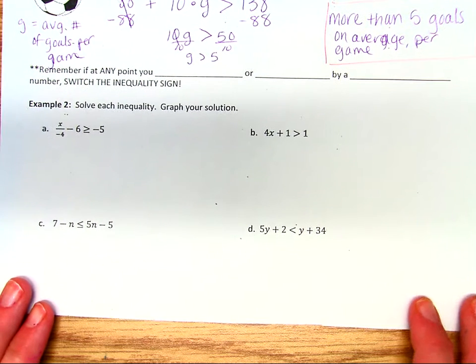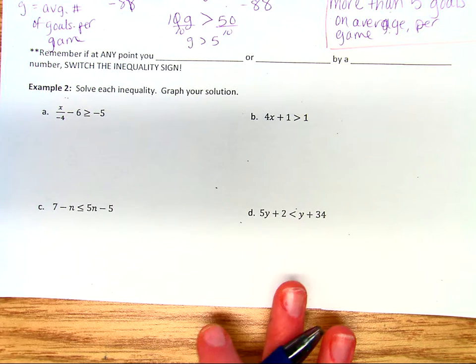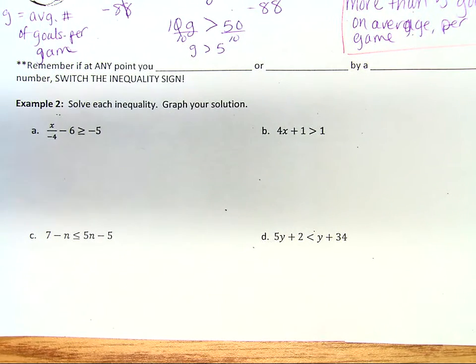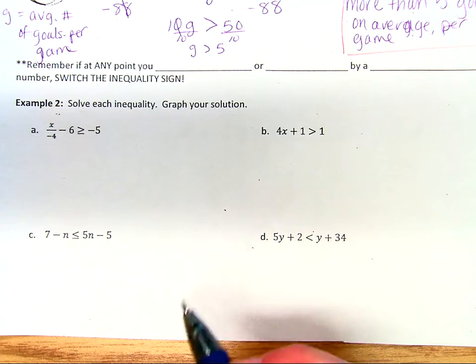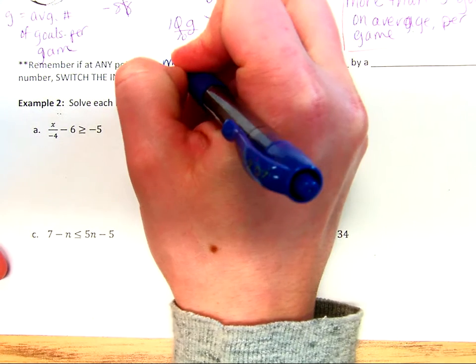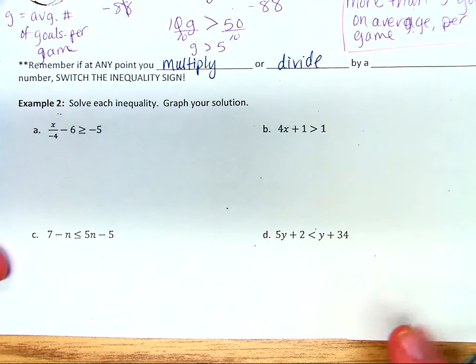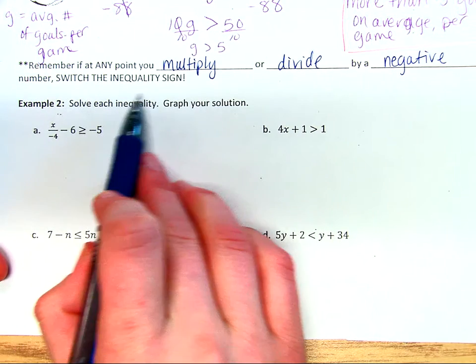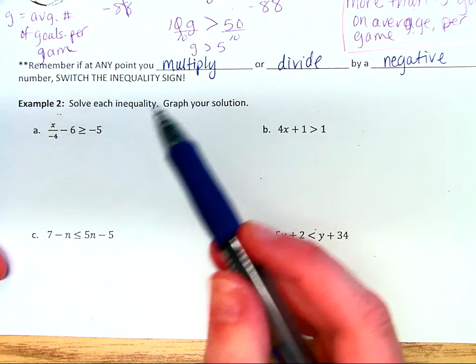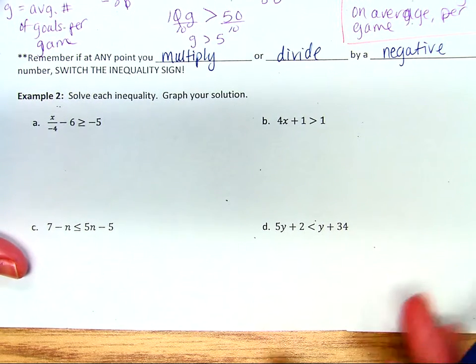We're going to do a few more examples of solving two-step inequalities. These ones aren't story problems, they're just regular examples. One important thing to remember, which we discussed last section, is if at any point in the solving inequality process, you multiply or divide by a negative number, you switch the inequality sign. You always flip it if you multiply or divide both sides by a negative number. Okay, so we'll keep that in mind as we're solving these.